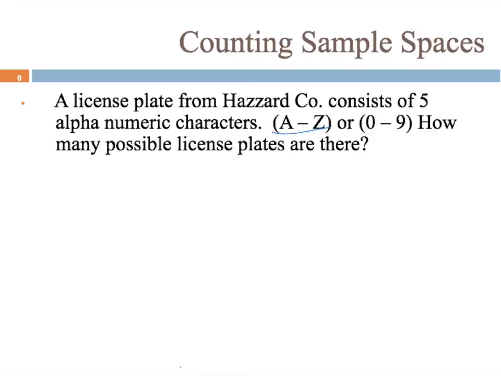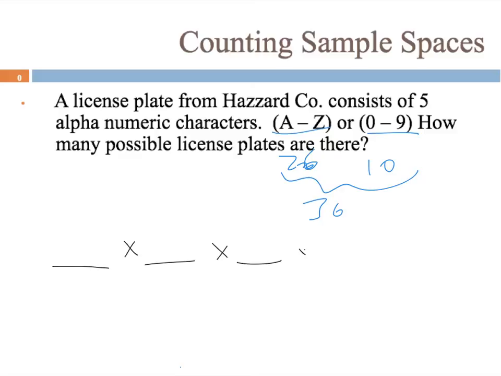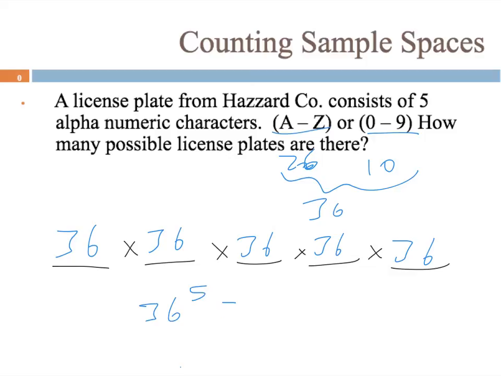So there are 26 letters possible, and there are 10 digits possible, 0 through 9. So we'll add those up to make 36. And if it's 5 characters, 1, 2, 3, 4, 5, we're going to assume that we can repeat, so 36, 36, and so on. So pretty much just 36 to the 5th power. And that is going to come out to be over 60 million different possibilities.